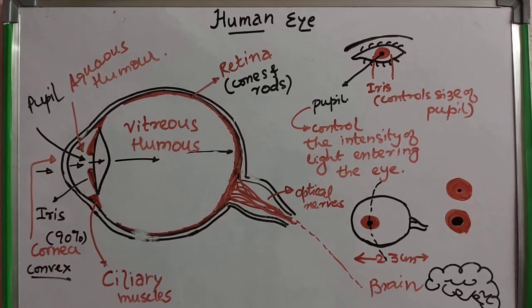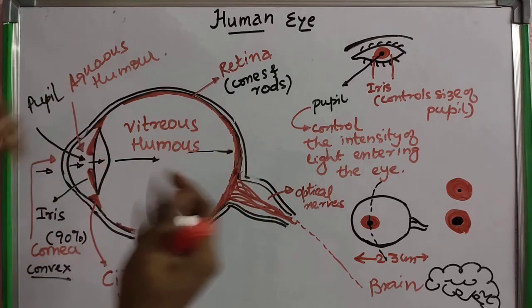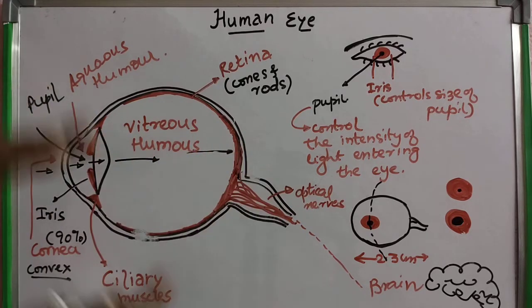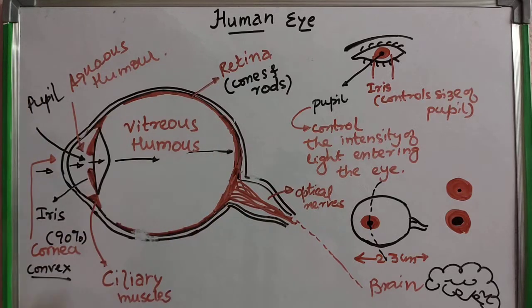So if it is made up of a fibrous jelly-like material, then what I can do is expand or contract, right? If I expand, what would happen? The thickness of the eye lens will decrease. If the thickness decreases, the converging power of the eye lens will decrease, right? And when I move it closer, what would happen? The curvature of the eye lens will increase, hence it increases the converging power.